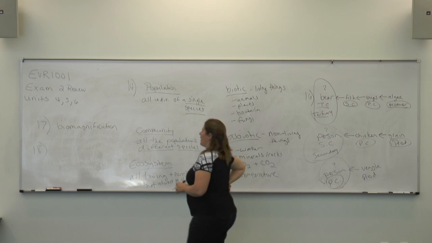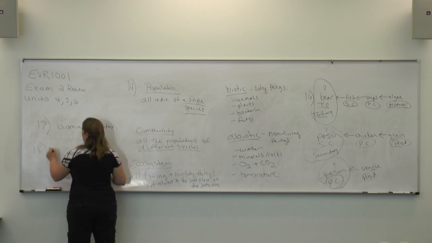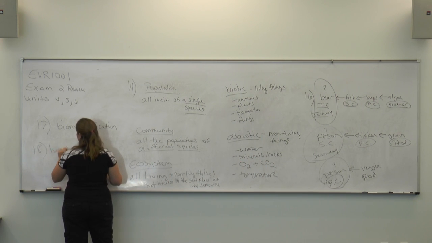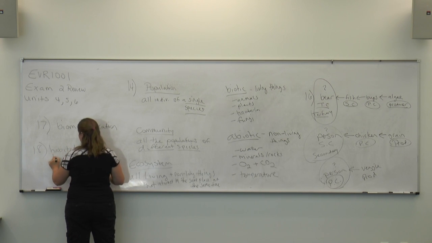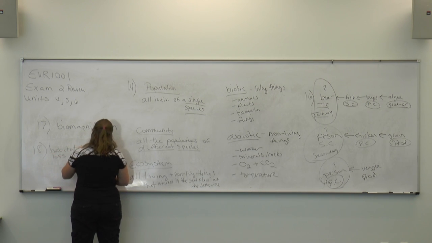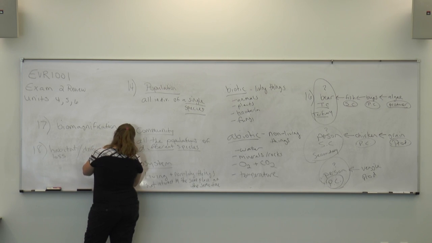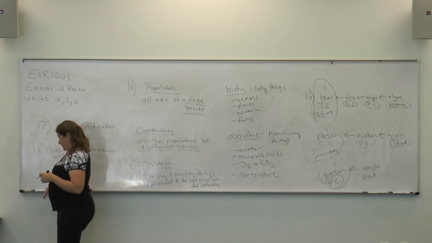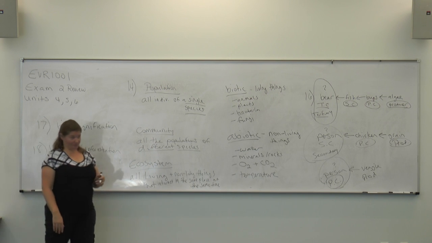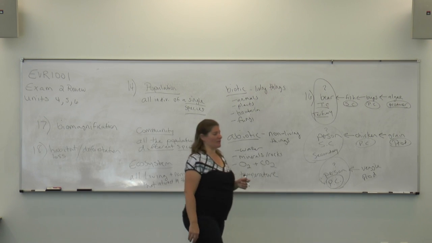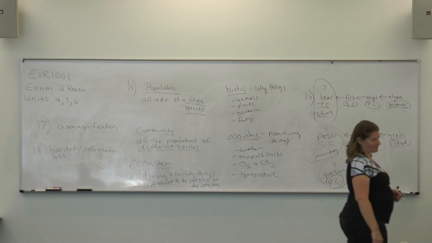How about loss of habitat? Habitat loss or deforestation, those words are really synonymous with each other. If you lose the habitat, you lose the forest, you're going to lose all the species associated with that habitat. So that's definitely the biggest threat to biodiversity.